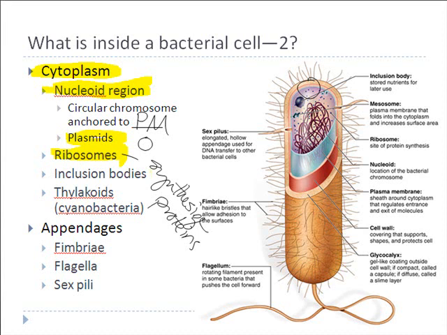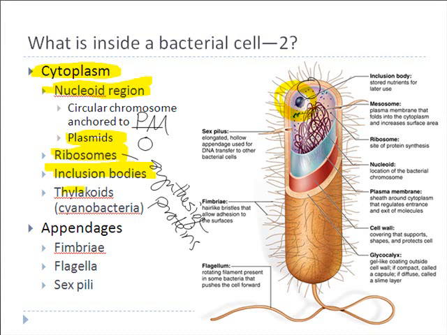Bacteria also commonly have what are called inclusion bodies. And inclusion bodies are basically locations where we store different nutrients, like you see here. Bacteria are just like us. They will save up nutrients for times when nutrients aren't as readily available.